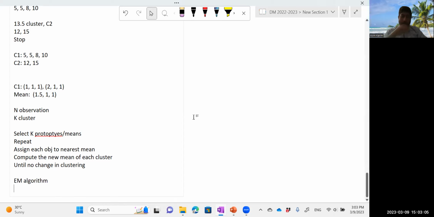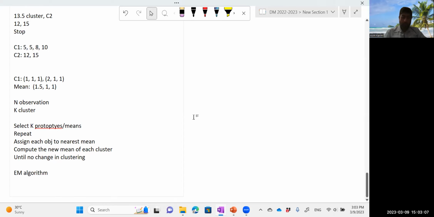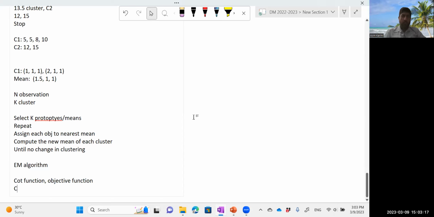ठीक है। All right. So now let me talk about the objective functions. What is the cost function or objective function? So actually this function minimizes, or has this cost function that it actually minimizes.